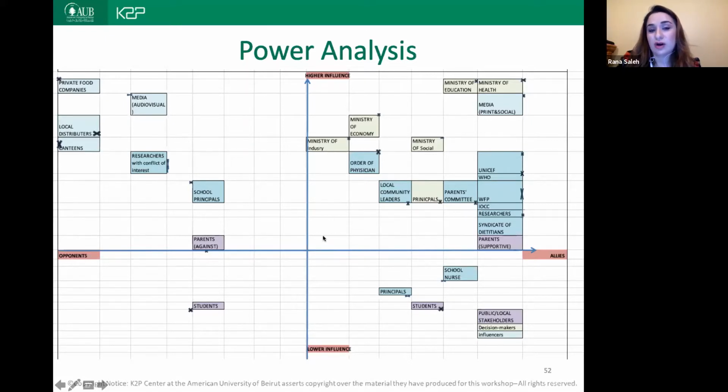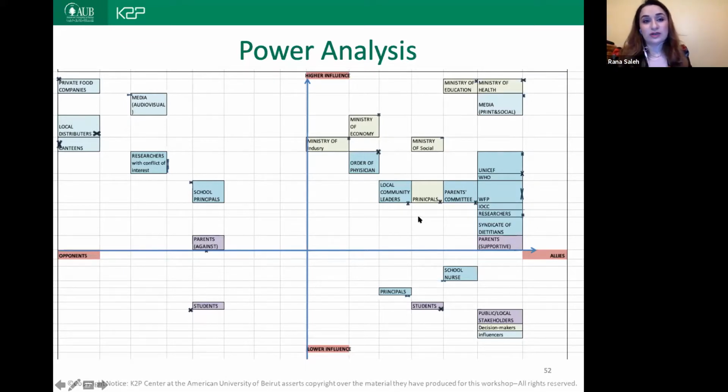We know that they are somewhat allies and they are influential, but they are not that much of an ally because it's not really a priority area for them. So as you can see here, just plotting those on the power analysis, you could think of some strategies that you can use in order to get those stakeholders more as allies with you, to increase how much they support your cause, for example.